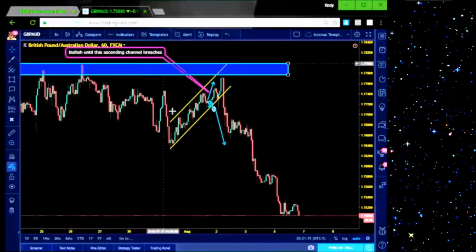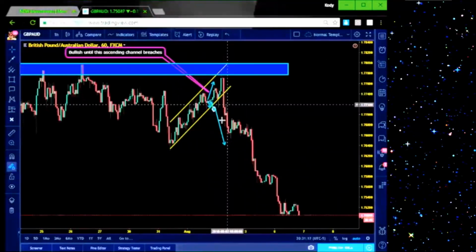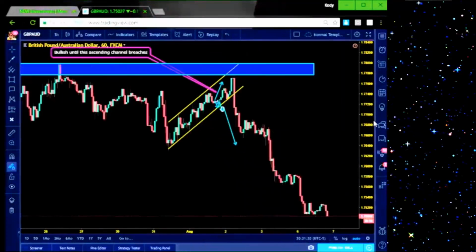Okay, bullish until the ascending channel breaches. It breached, and it just dropped. Okay, cool. Let's talk about this.